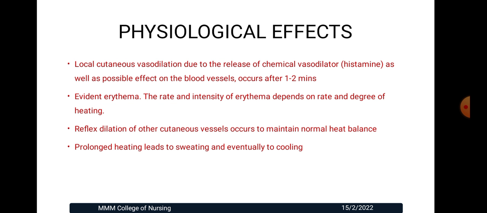Next we see the physiological effects. Local cutaneous vasodilatation occurs due to the release of chemical vasodilator histamine, as well as possible effect on the blood vessels, after 1 to 2 minutes. Erythema is evident; the rate and intensity of erythema depend on the rate and degree of heating. Reflex dilation of other cutaneous vessels occurs to maintain normal heat balance. So prolonged heating leads to sweating and eventually to cooling.